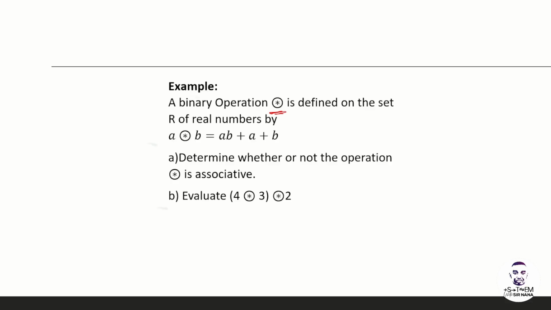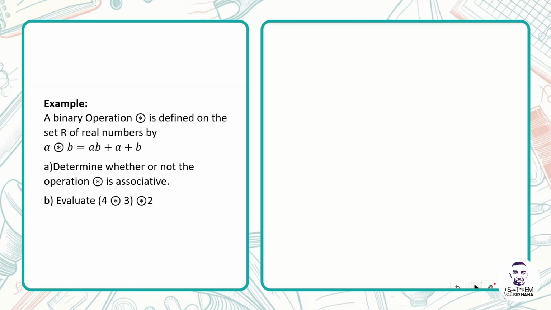Now let's consider a solution for this question. The question is A operation B, and remember the operation sign is different. It's this operation sign. A operation B is equal to AB plus A plus B.